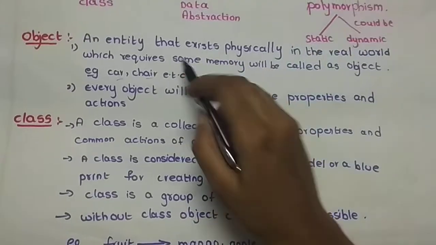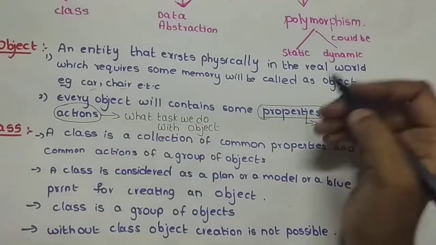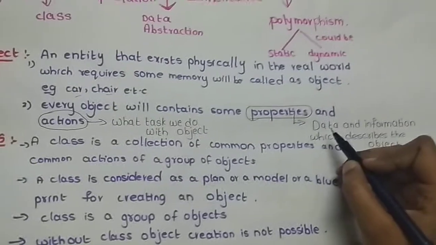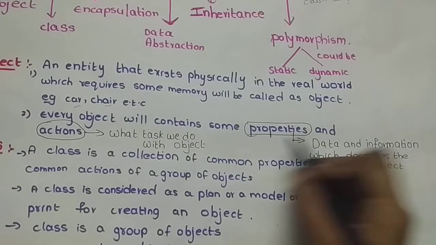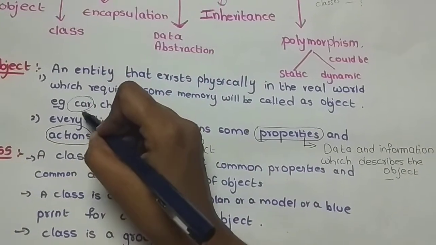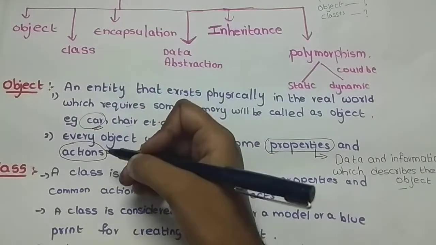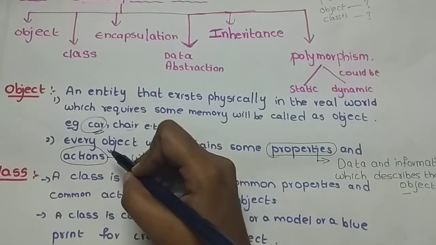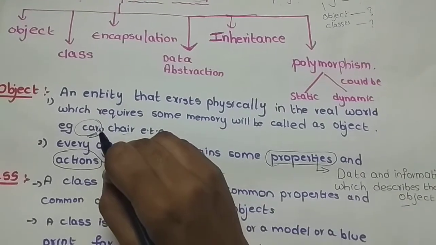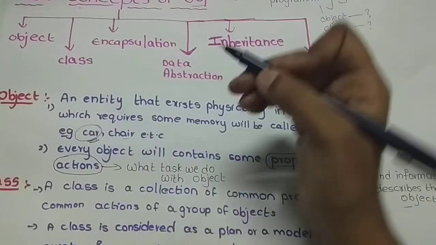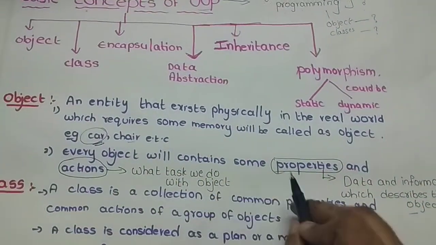Every object contains some properties and actions. Properties are the data or information which describes the object. For example, take a car. To describe the car, we can say it is white, black, or grey in color. So we are describing the car by color, or by company: it is from some X company, or some Y company. So we are describing the car.